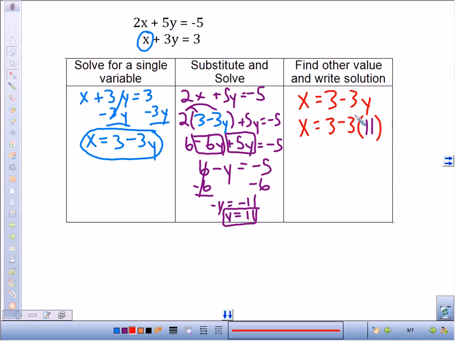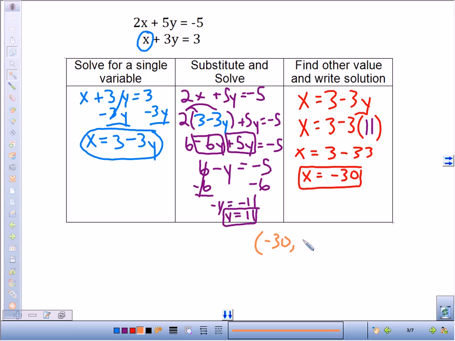This is order of operations. I'll simply solve that. I have x equals 3 minus 33, so x equals negative 30. That means that the solution to this system of equations is negative 30, because that's my x value, and 11. This is a point in x, y. All of our answers should be given as a coordinate point x, y.